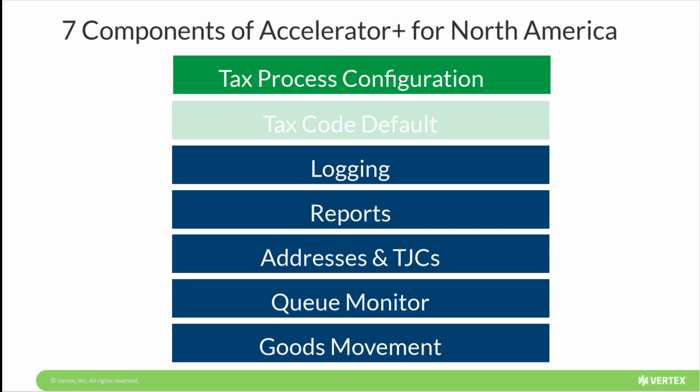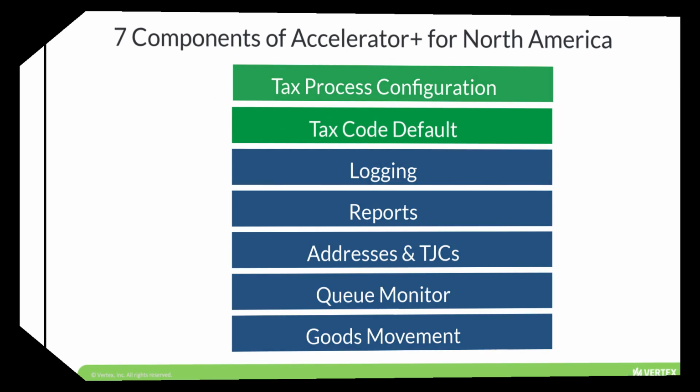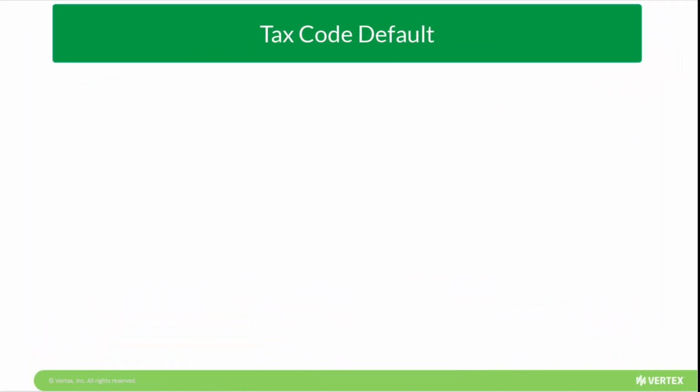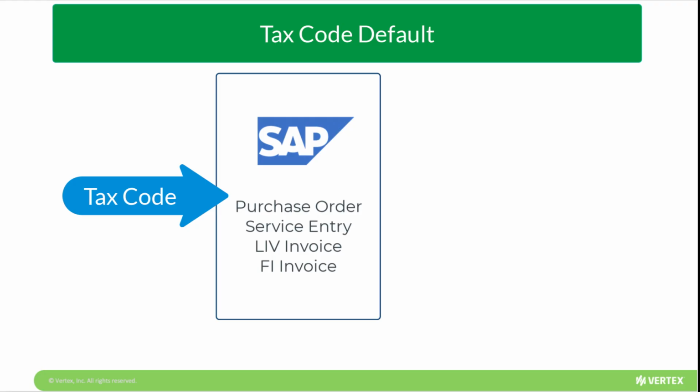Now, let's move on to tax code defaulting. This is a key feature for the procure-to-pay integration with Vertex because it lets you auto-populate the tax code on SAP purchase order and invoice documents.